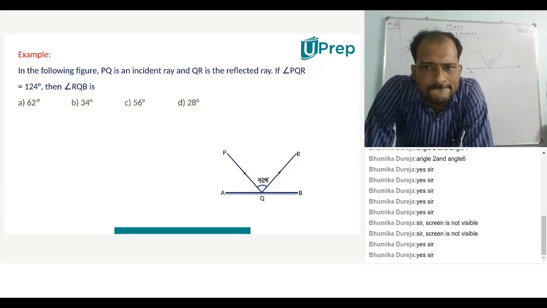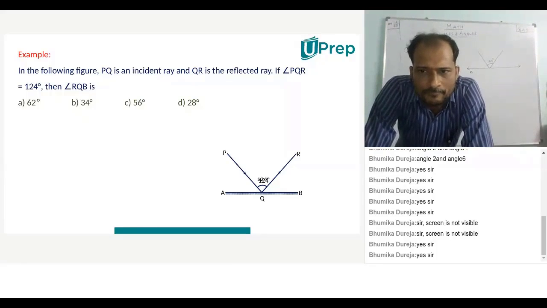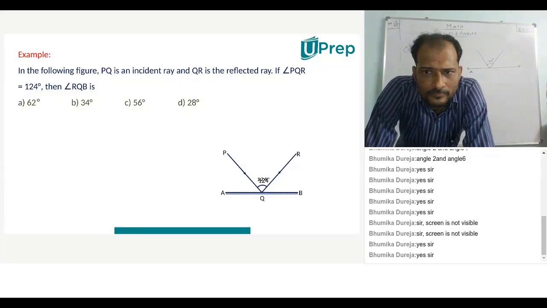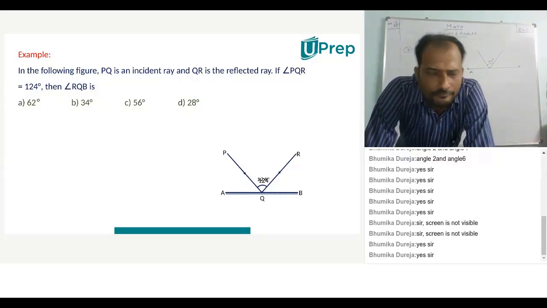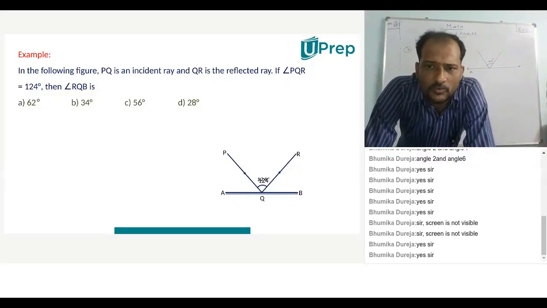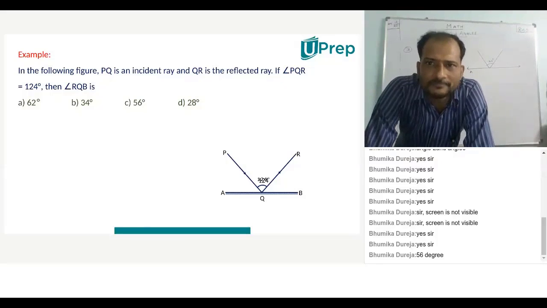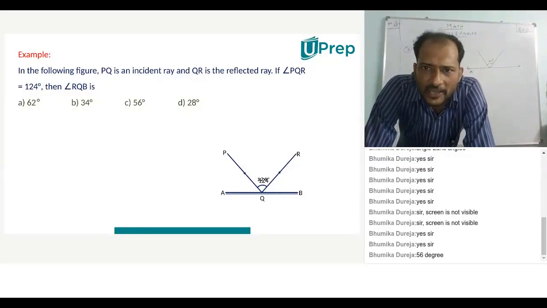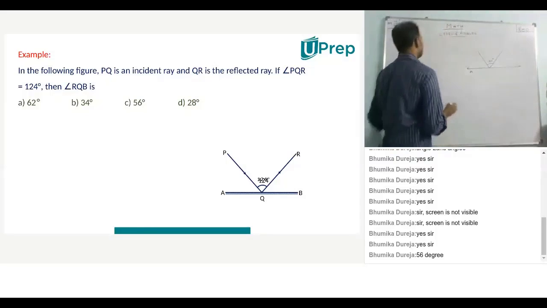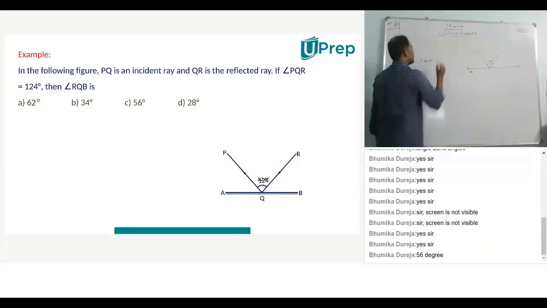So we know that incident ray equals to the reflected ray. That's absolutely right, sir. So the angle formed by the incident ray with the normal will also be equal to the angle formed by the reflected ray. You are absolutely right. So here what we can take is angle PQA is equal to angle RQB. By using that concept, sir, let us see. X plus 124 plus x equals to 180 degree.